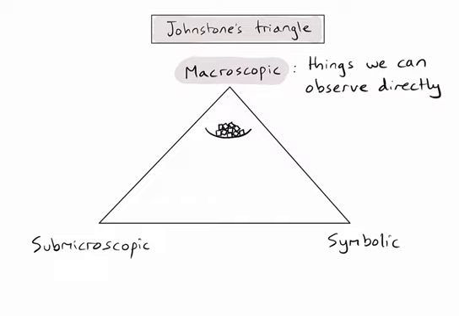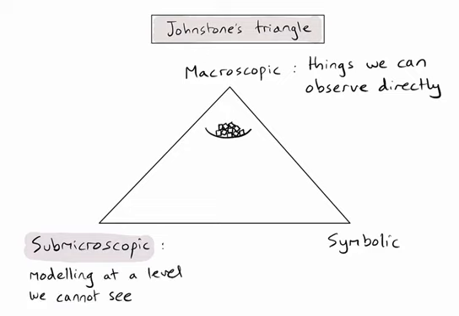Secondly, we might think about this same substance at the submicroscopic level. And this is considering how we might model this substance at a level that we cannot see directly with our eyes. To explain the regularly shaped crystals of my salt, I might model at an atomic level as a lattice of oppositely charged ions like this. And this model is appropriate because it helps us explain some of the properties of salt as an ionic compound.